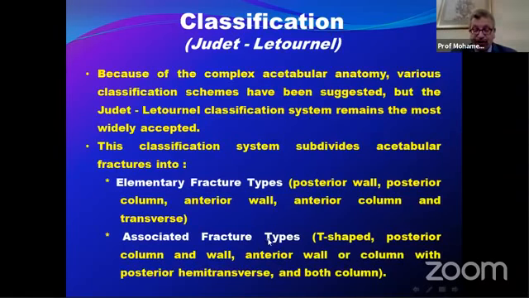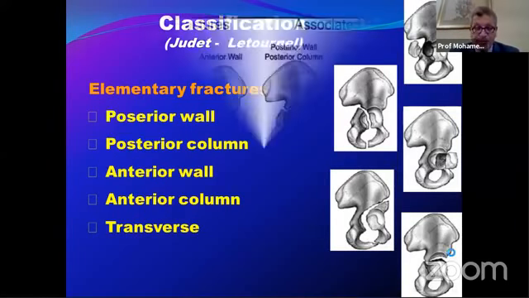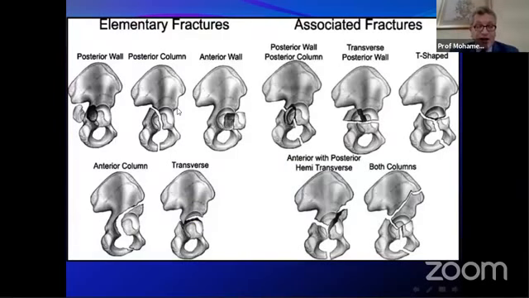And the associated fracture types: T-shaped, posterior column and wall, anterior wall or column with posterior hemitransverse, and a very important fracture, the both column fracture. We will talk about them in detail, one by one. This is the Judet-Letournel classification. The elementary fracture types: the posterior wall, the posterior column, the anterior wall, the anterior column, and the transverse fracture. We will show them in several images so we understand them and know how to diagnose them.